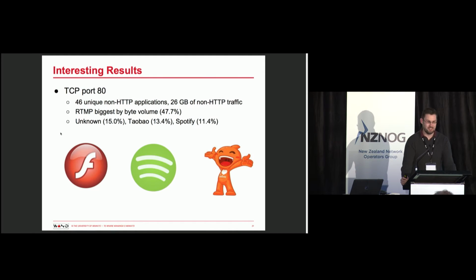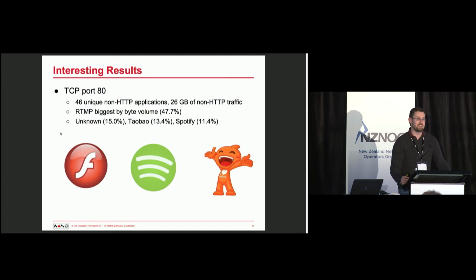A bit more about what we saw on TCP port 80. So there were 46 unique non-HTTP applications on TCP port 80. The total was about 26 gigabytes of non-HTTP traffic over that week. The biggest one by volume was RTMP, which is not entirely surprising. That's just Flash that isn't over HTTP. And the next three biggest were unknown, unfortunately, still. And then we also saw a protocol that was specific to Taobao, which is related to Alibaba, the online shopping site from China. And then Spotify was also quite big, using their own custom protocol on port 80.